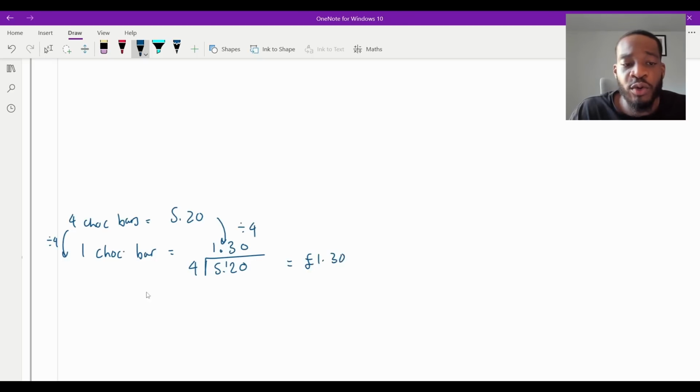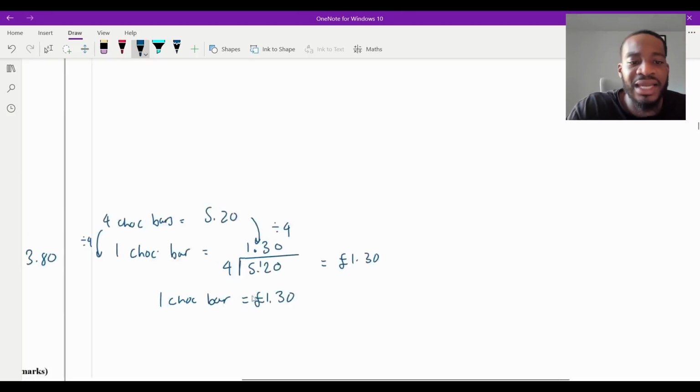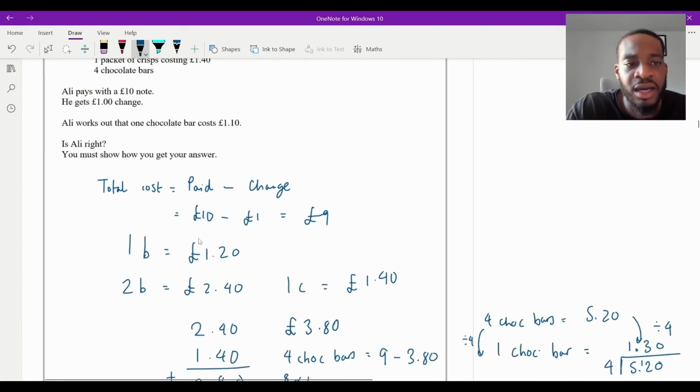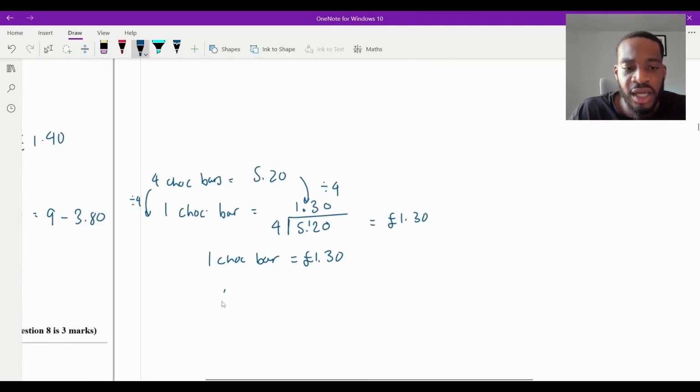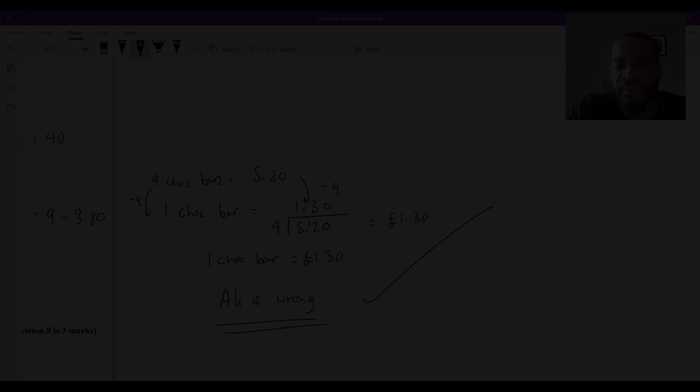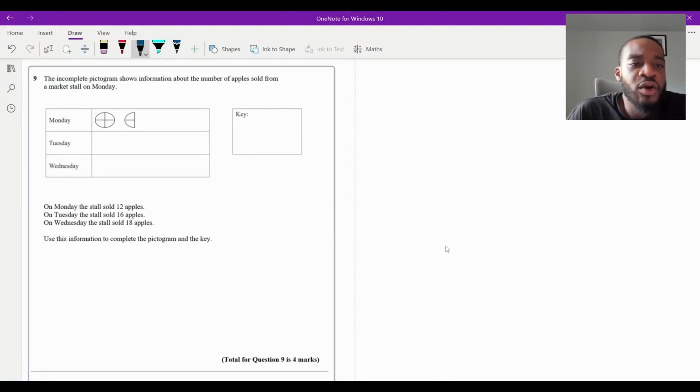So we now know the cost of one chocolate bar. One chocolate bar is equal to £1.30. And Ali said that he works out that it was £1.10. So Ali's wrong. So you're just going to say Ali is wrong. That's it. Finished.